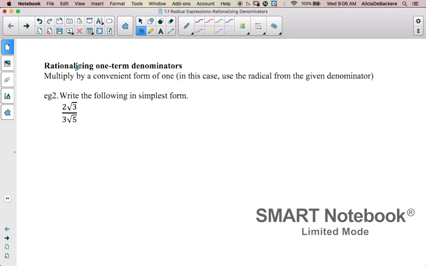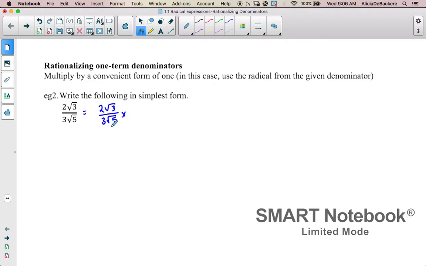So in advanced functions, we rationalized one-term denominators. So what we did here was we multiplied by what we call in math a convenient form of 1. So what I can do without changing this expression is I can take that same expression and multiply by something that's equal to 1. So here, in order to come up with that expression, we're going to use the radical from the given denominator.